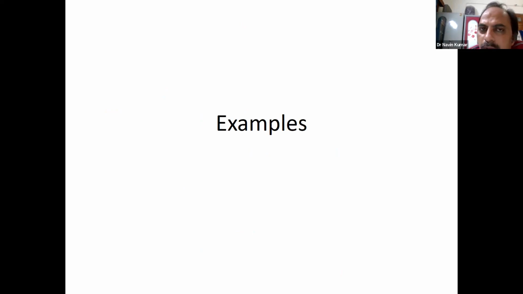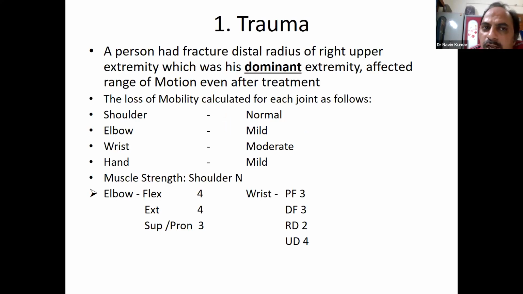Now I will go for some examples. This is the end of the assessment guidelines, but I will go through these examples. So this will make my work easier, and you will also be able to understand what I mean to say by these guidelines. So first we will take a normal trauma case.